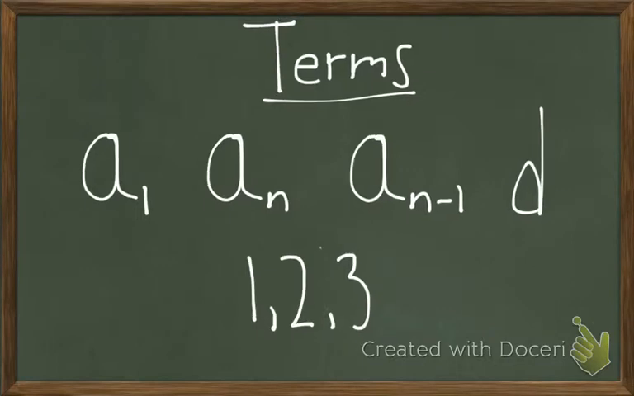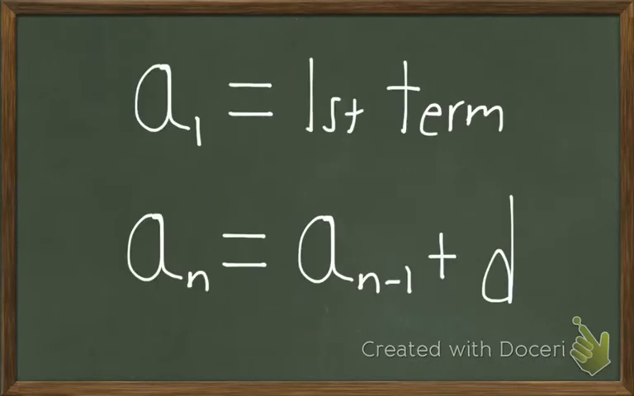And finally, d is just the second number in the sequence minus the first number. So in this case, 2 minus 1 equals 1, so d equals 1. Now let's take a look at how we plug this into the formula. So we have a1 equals the first term, which you already know. But then this right here is the main formula: an equals an minus 1 plus d. And you use this for any sequence that you have.